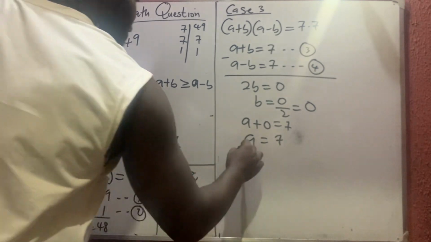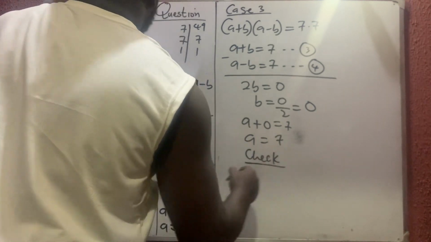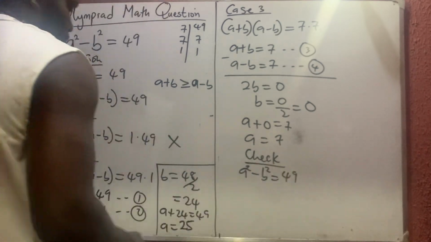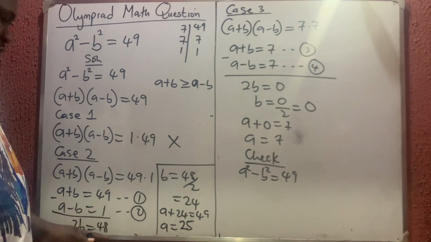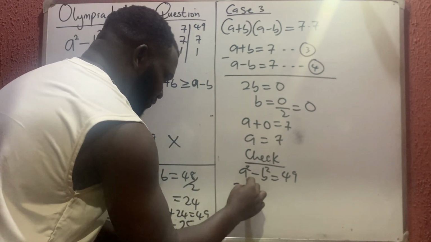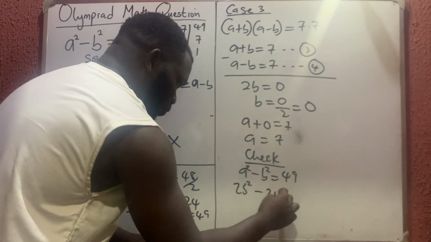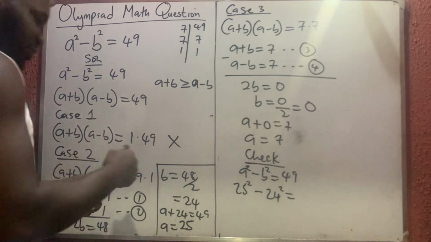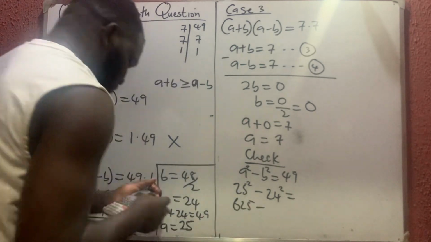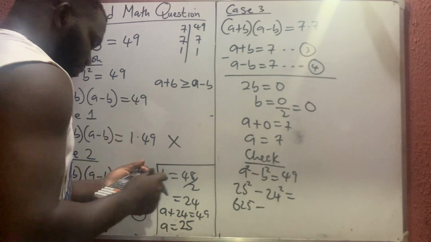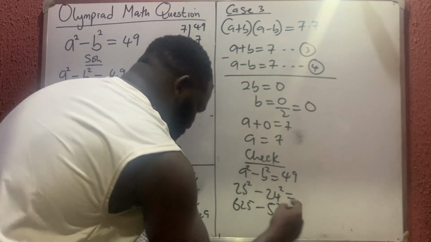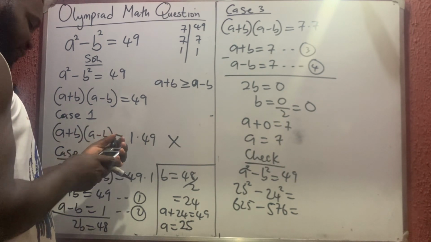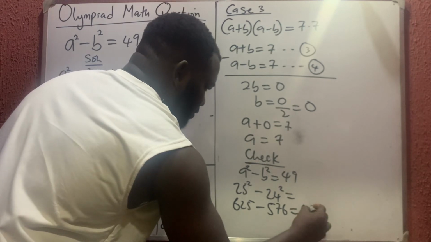Okay. So you can run a check to see if it is correct. The equation says that A squared minus B squared must give us 49. So let's check the first one we got. A here is 25, so 25 squared minus 24 squared. Will I have 49? 25 squared gave me 625, and 24 squared gave me 576. So 625 minus 576, I'm having 49. So you see, it's very correct.